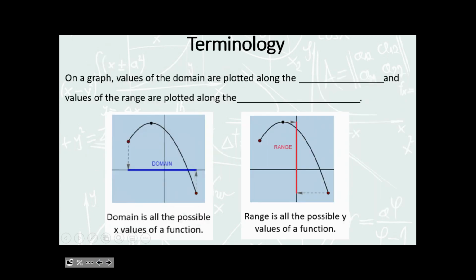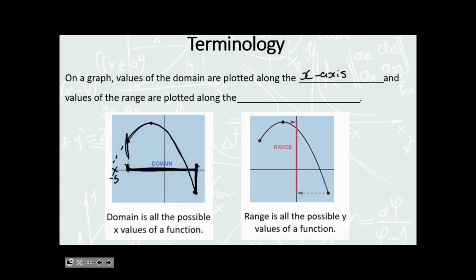Okay, so terminology. On a graph, the values of the domain are plotted along the x-axis. Looking at this particular graph, here's this function or relation, and it goes from here to here. What are all of the possible x values I could be on this graph? The domain is between here and here. I can't technically have an x value right here. Like, at -5, what's the y value? Well, the graph doesn't continue that far. So the domain is restricted between this area here and this area here on the x.